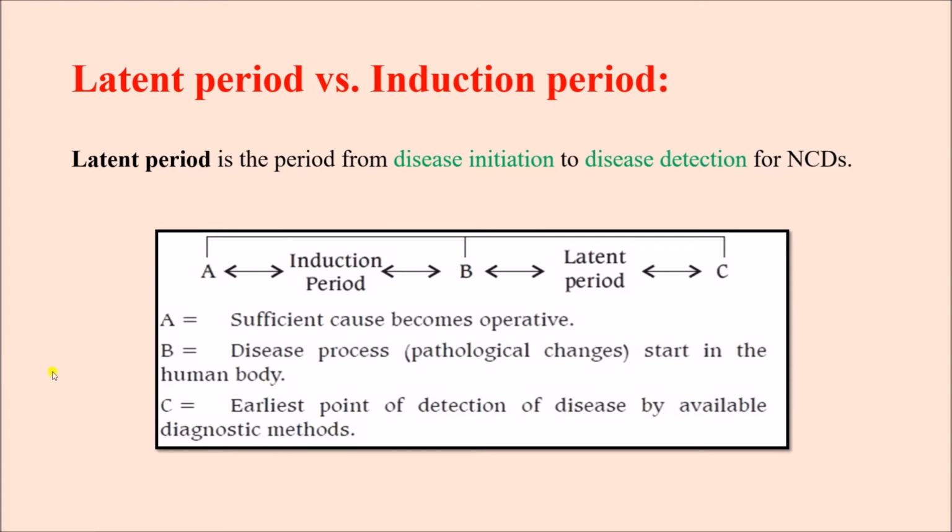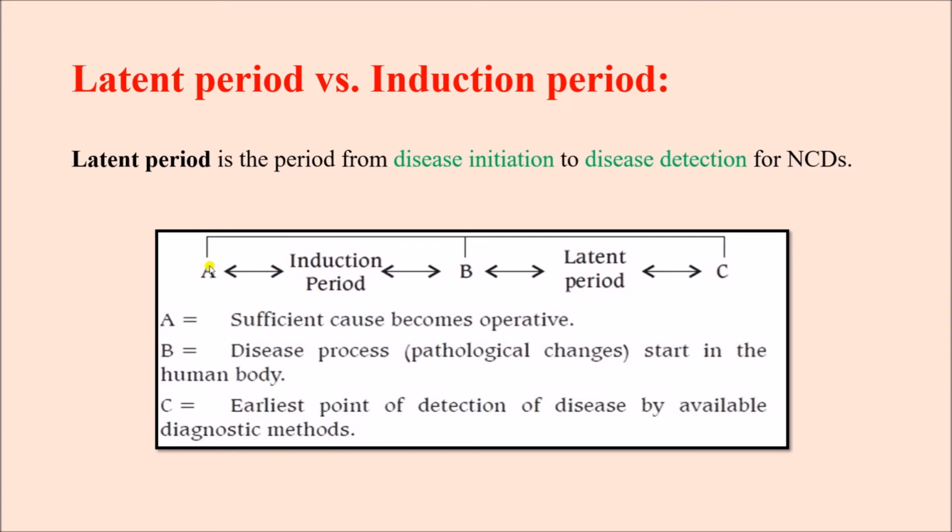If you look at this diagram, we have point A, point B and point C. Point C is when the sufficient cause becomes operative. Let me give you an example. Let us talk about diabetes, which is one of the non-communicable diseases, which is very common. What are the risk factors for diabetes? There are multiple, but say for example, the risk factors we are considering here are unhealthy lifestyle, unhealthy diet intake and lack of physical exercise.